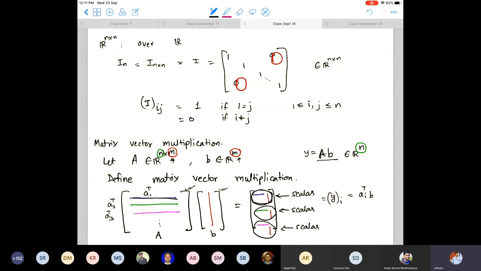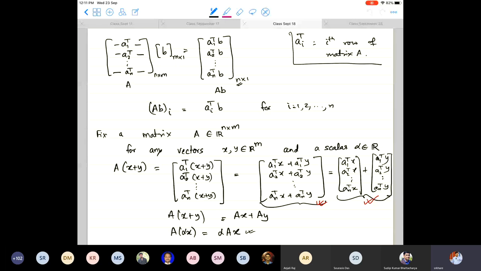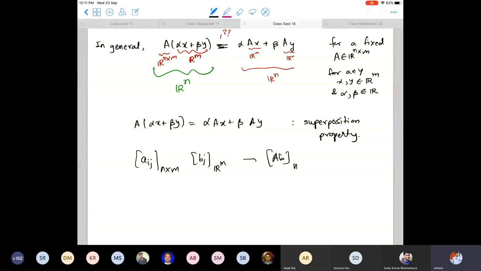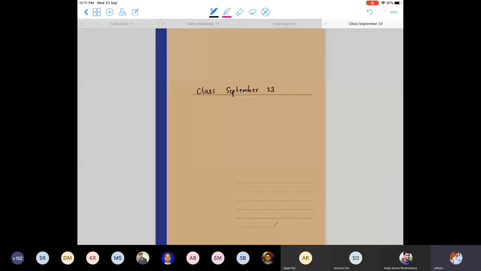matrix vector multiplication, and this matrix vector multiplication we saw has a very interesting property, namely A(x + y) = Ax + Ay, and A(alpha x) = alpha times Ax. The reason why these two properties hold true is that these two properties hold true for the inner products also. Because the entries of the vector are nothing but inner products, these properties hold true for this. So in general, this superposition property, which is a defining property of linearity, holds true for matrix vector multiplication. So that's where we will start today.